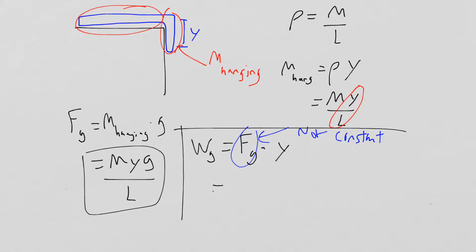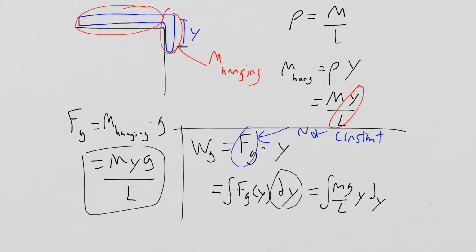And that's the integral concept. So this is Fg of y dy, the tiny little chunk dy, and we add them all up. And we just found that that force, so we can plug it in, mg over L y dy. And this is a pretty simple integral. Mg and L are all constant, and then the integral of y dy is 1/2 y squared. So we have mg over L times y squared over 2.